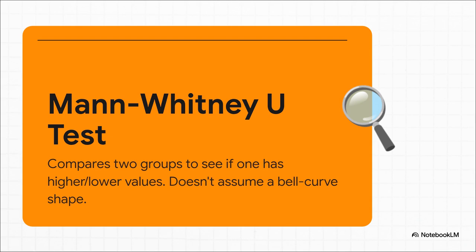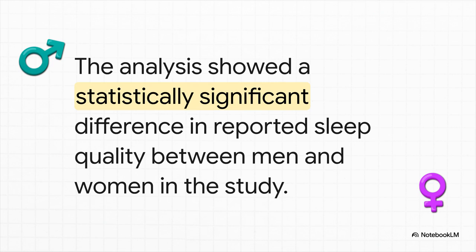Its goal is pretty straightforward. It just wants to see if one group generally has higher scores than the other. And just like Spearman, it's really flexible. It doesn't assume your data fits that perfect bell curve shape, which is great because, let's be honest, real-world data almost never does.